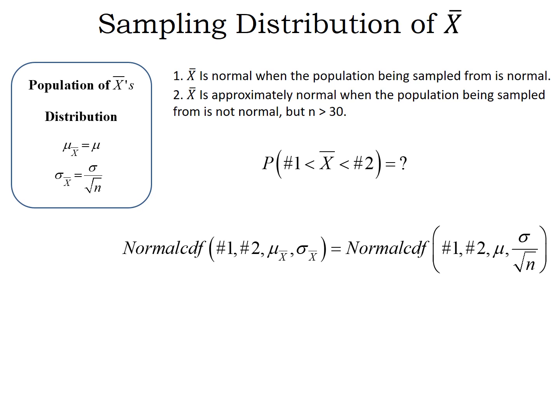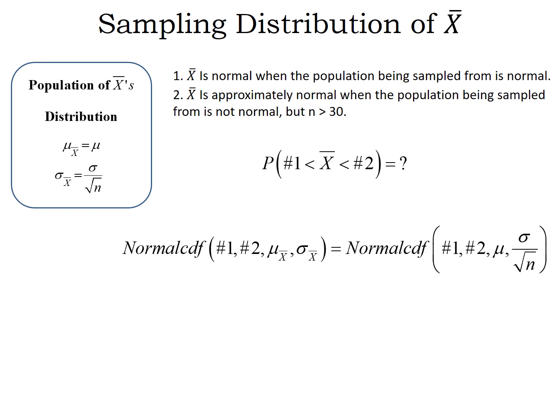So once you have established that x bar either is truly normally distributed, or at the very least can be approximated by the normal distribution, then finding the probability that x bar is bigger than 3, less than 65, between 2 and 4, is a simple process of applying the normal CDF function on your calculator, telling it the range of numbers you're interested in, and then making sure you give it the proper mean and standard deviation for x bar.